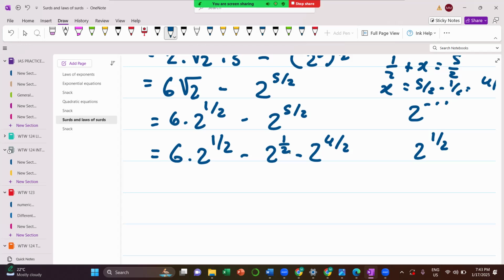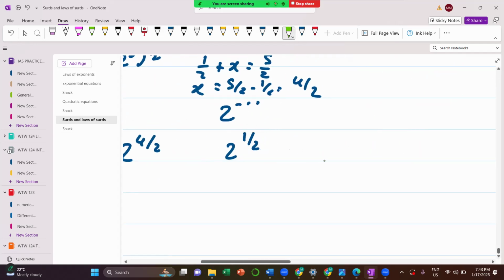Are you guys okay? I rewrote this, in other words. So this means that 2 to the exponent of 5 over 2 can be written as 2 to the exponent of 1 over 2 times 2 to the exponent of 4 over 2.